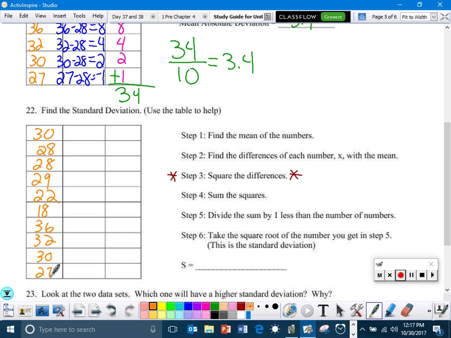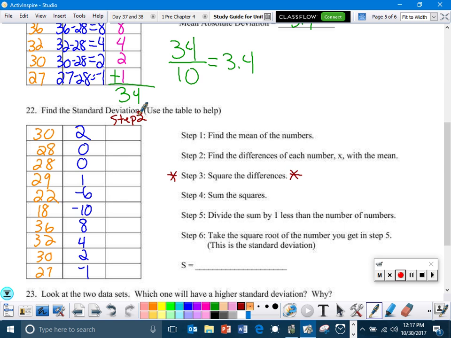Okay. And then the differences, again, it's the same numbers, so let me put that in blue. So here are the differences. Now on the test, you may not have the same numbers, so you may have to find all of those things again with different numbers. All right, now step 3. Step 3 is different than what is up above.